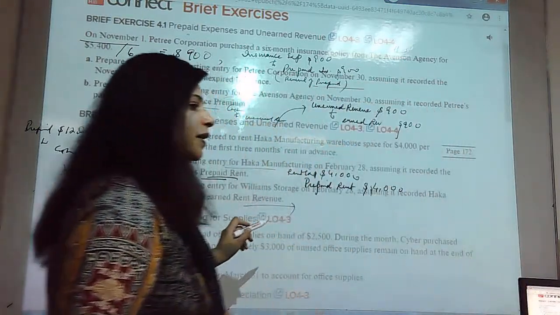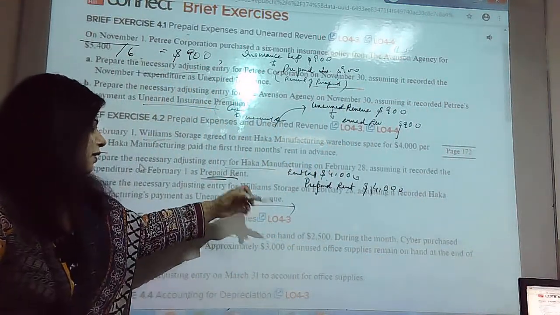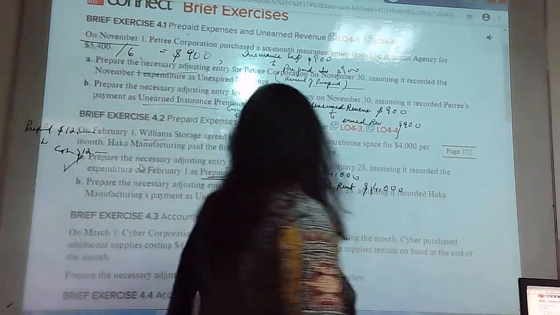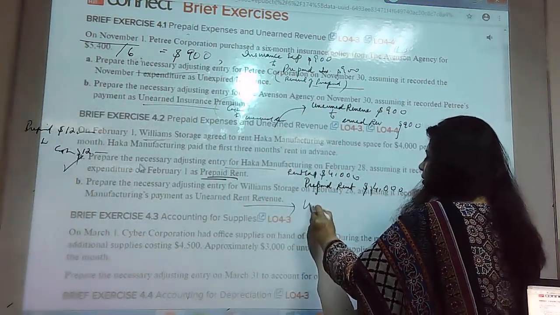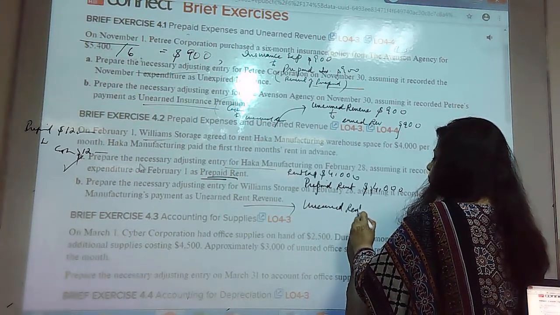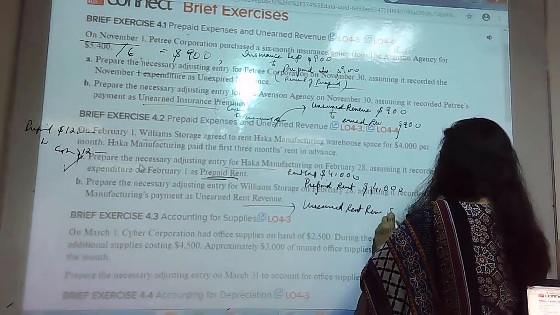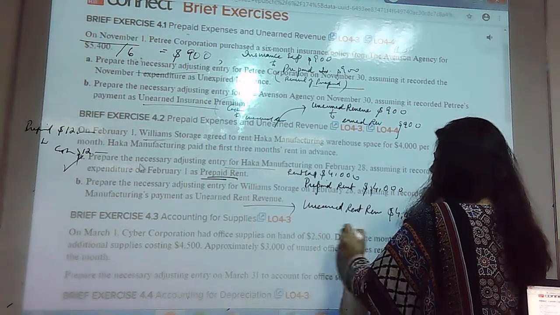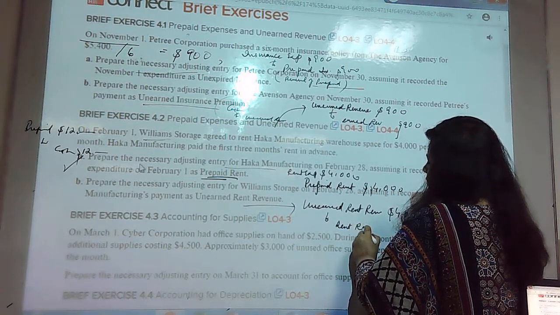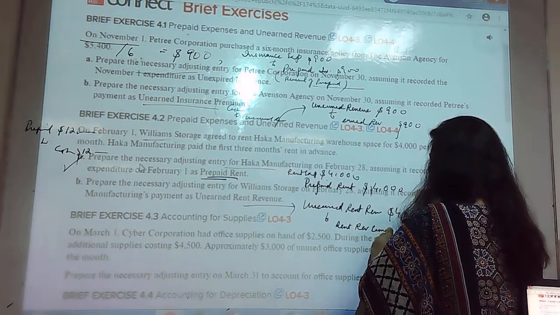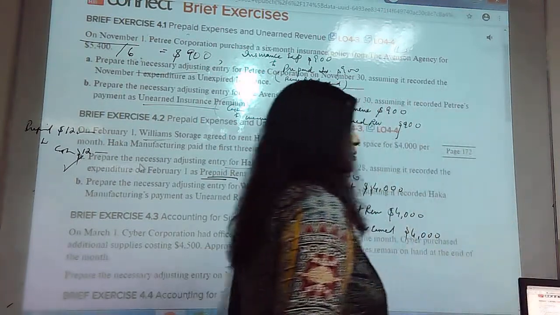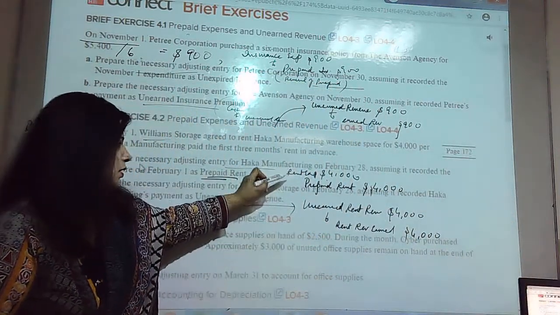Okay, so this was Williams Storage, and they are going to be from unearned to earned. So it's going to be unearned rent revenue of $4,000 to earned rent revenue, and it's $4,000.